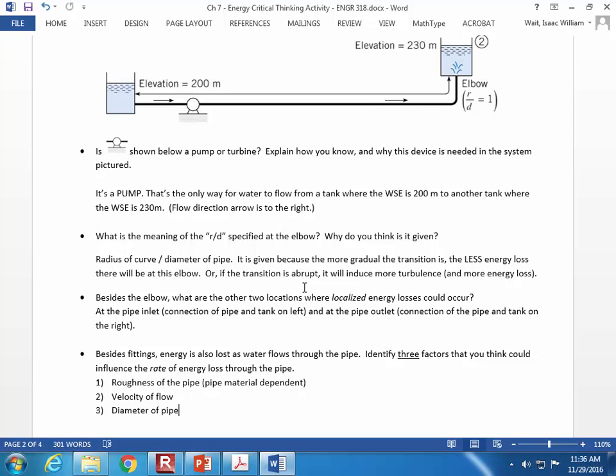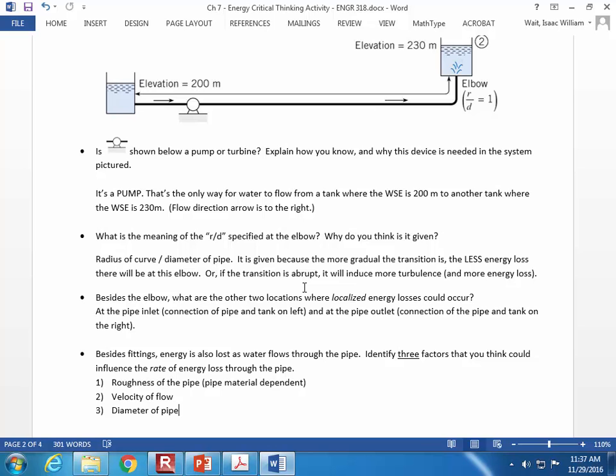And so in a future class, we're going to have pictures like this where we're going to have to count up the number of fittings there are and find out how gradual the transitions are, and then go to a table and figure out how much energy is lost at each one of those fittings as a function of how much turbulence is induced by the fitting. All right, great. Other spots besides the elbow.